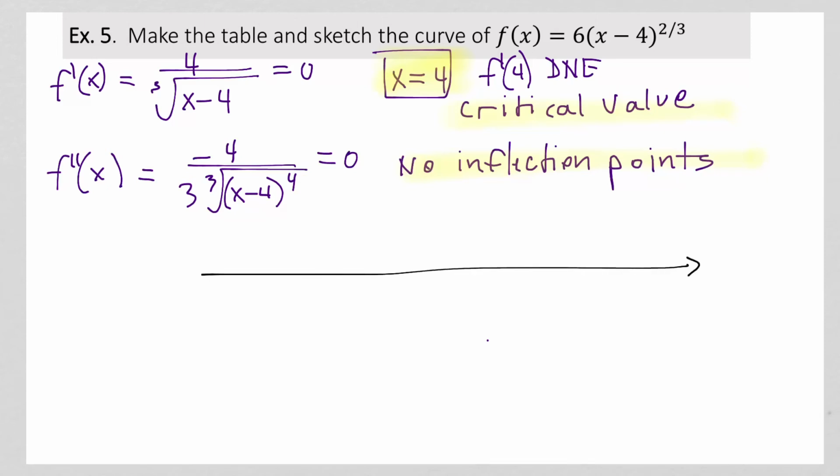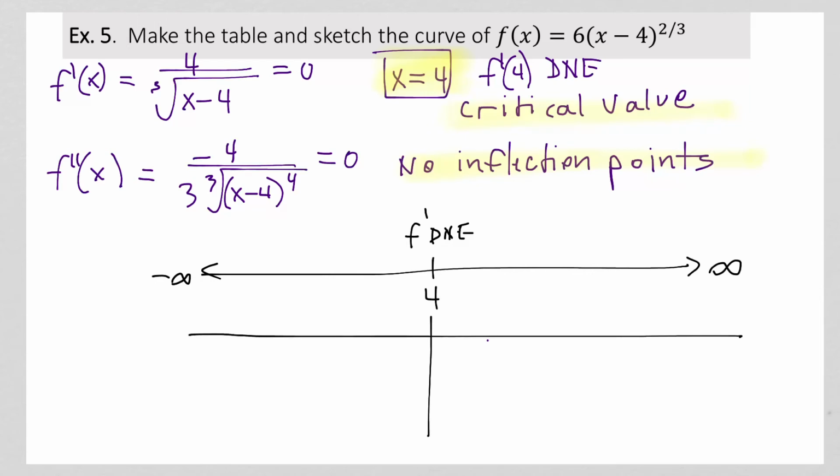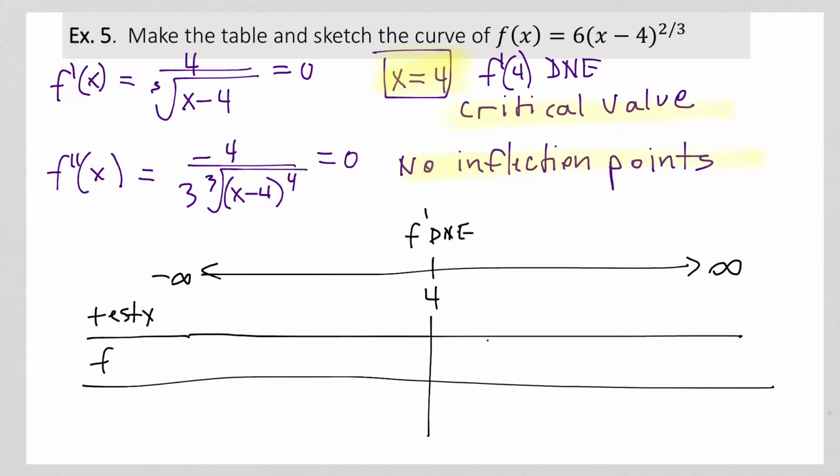So we have 4 that we're interested in here, and that's where f prime does not exist. All right, so if I make my table, I've got 2 sections of my table. So I've got my test x, and then I've got my f prime, and then I've got my f double prime, which I'm going to find my signs for.